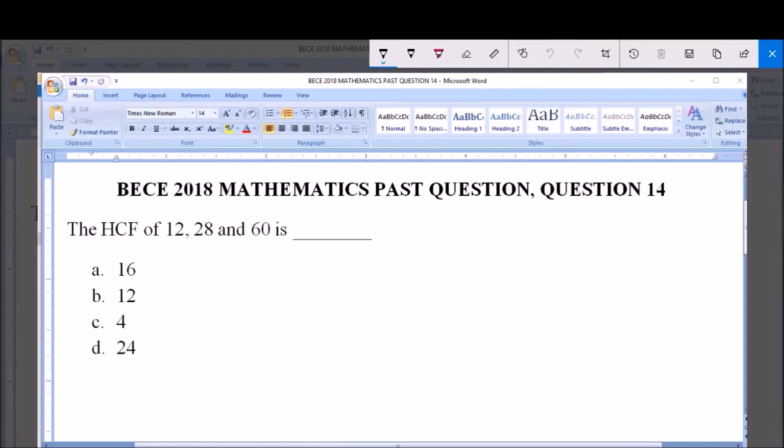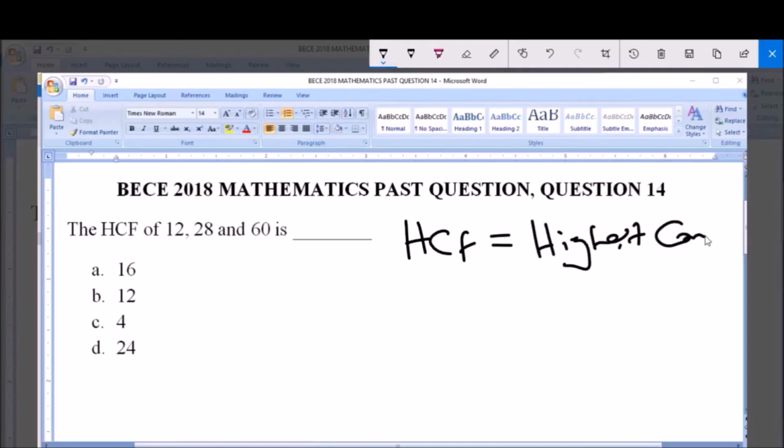And like we know, HCF simply means highest common factor. Now I'm going to explain. We know that a factor of a number is a number that can go into that number without a remainder. Then common factors means a factor of 12 which is also a factor of 28 and also a factor of 60. Then highest common factor simply means the common factor of these numbers which is the highest. That is the number that can go into each of these numbers without a remainder, and is the highest which can go into all of them without a remainder.